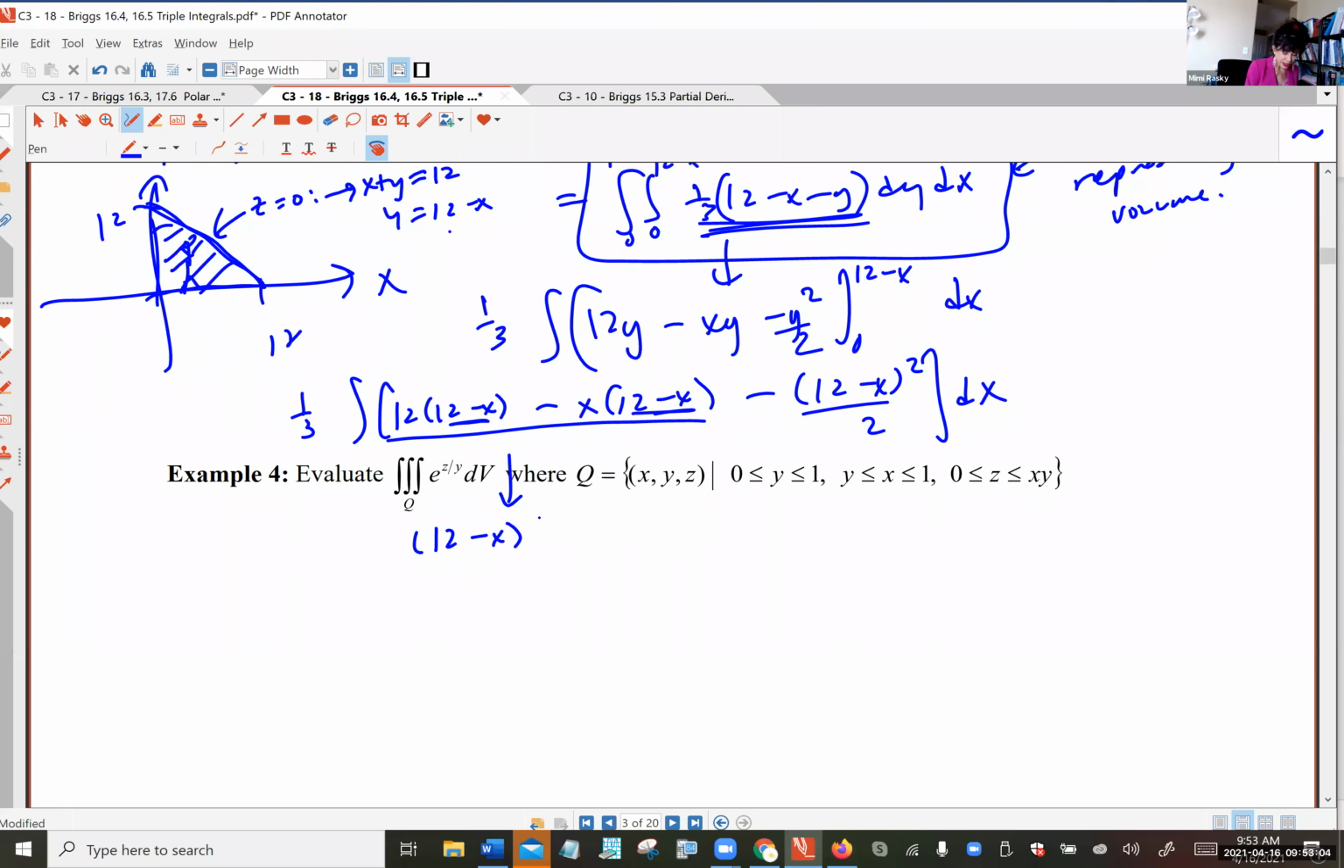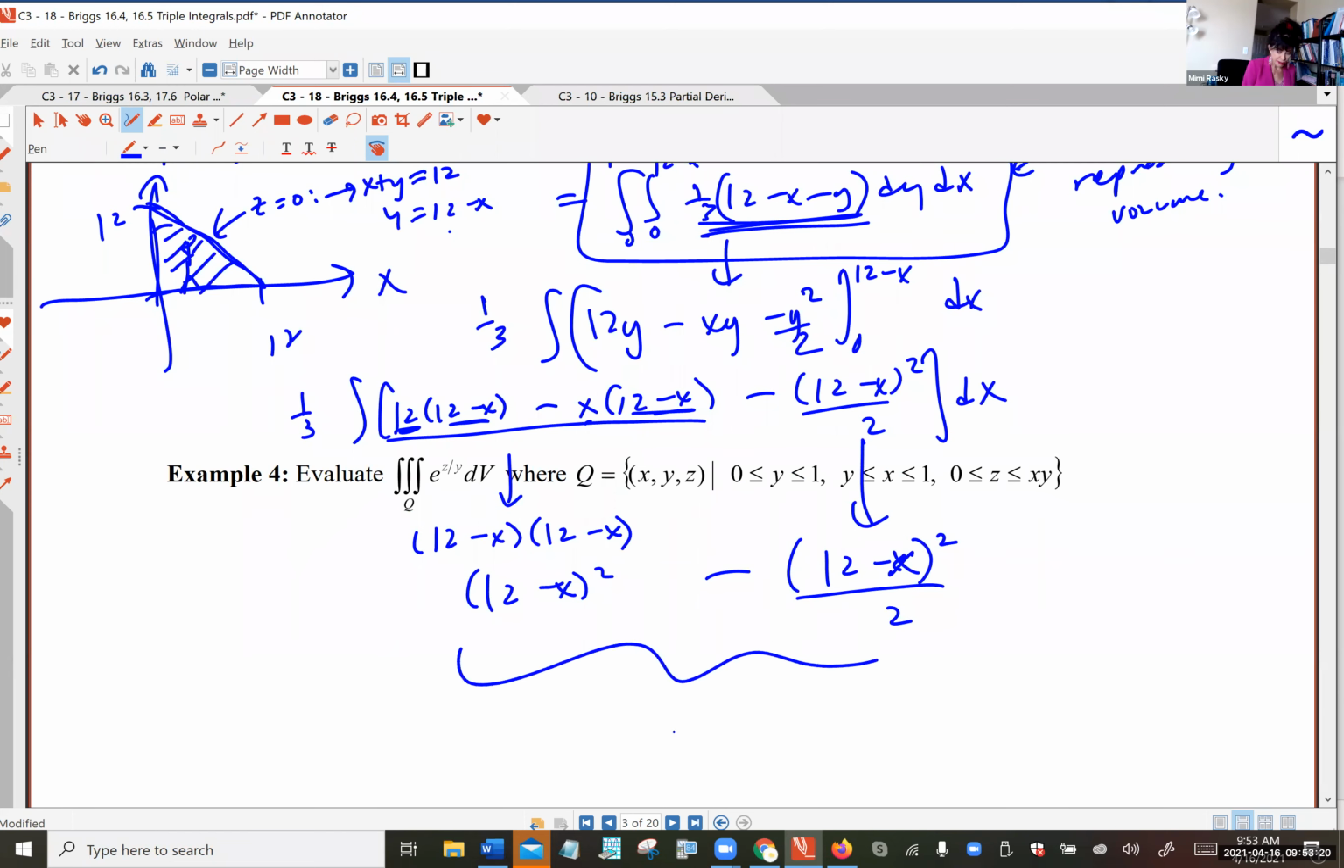And if you factor out the 12 minus x, do you notice that the other factor is 12 minus x, but this is 12 minus x, the quantity squared? But then the last term here is 12 minus x, the quantity squared, divided by 2. You can combine these into one term because they're both 12 minus x squared terms. So this is not as bad as it looks. And then you can just use u-sub, okay?